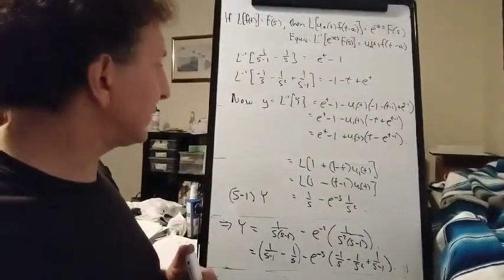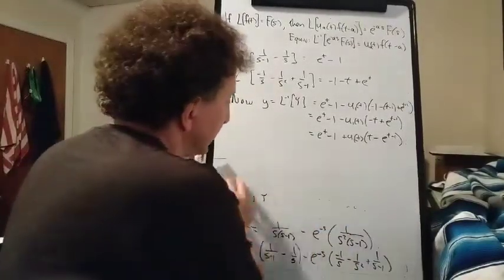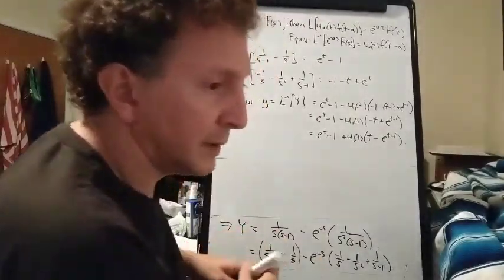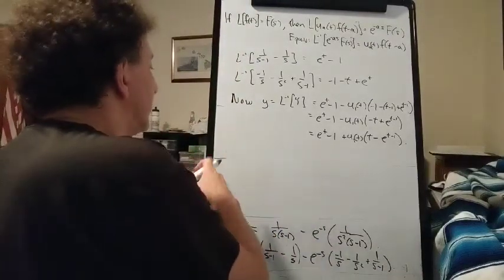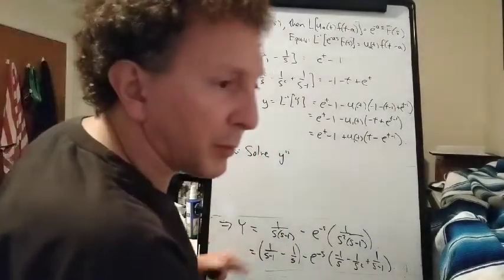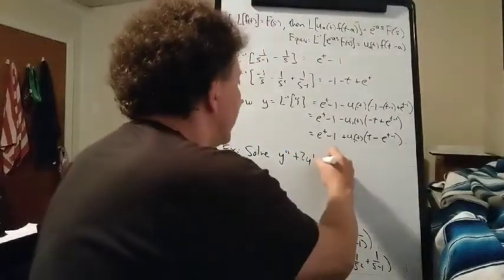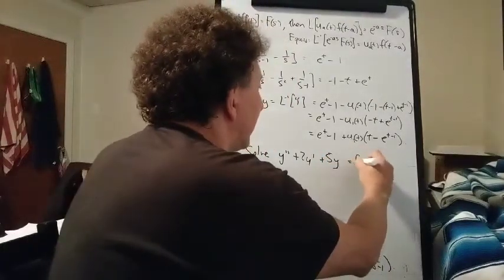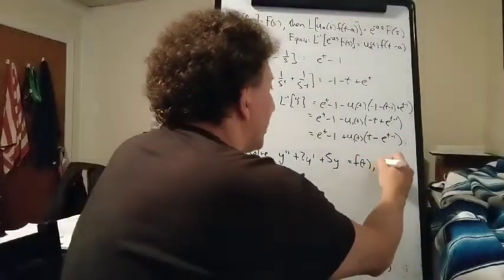All right, let's do another example now. So let's solve y double prime plus 2y prime plus 5y equals f of t, with y of 0 and y prime of 0 both equal to 0.